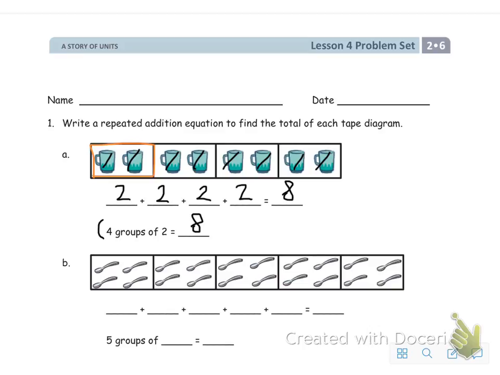Alright, moving on to problem B. It would be exactly the same. You would just count up how many are in each of these, and then how many groups we have, and then put that information down here, then find the total, put that over here, then fill this in. Okay, so go ahead and pause and take care of that.